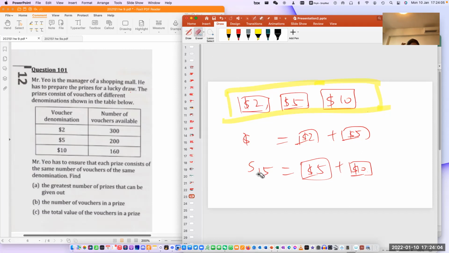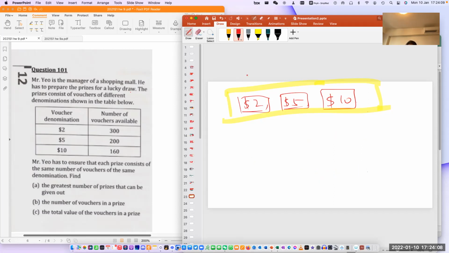So over here they say what? They say you have 300 $2 vouchers, 200, then 160. Then each price consists of the same number of vouchers of the same denomination. Each price consists of the same number of vouchers of this.